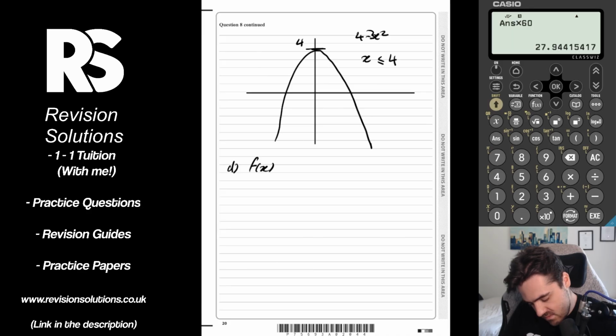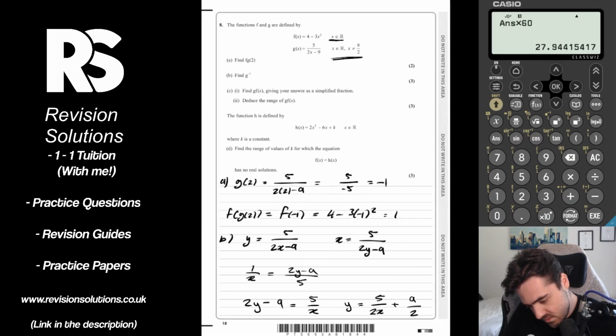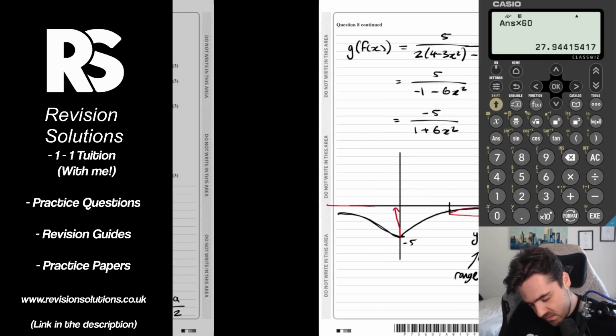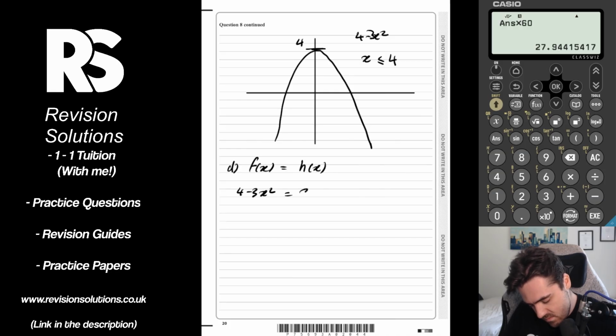f of x equals h of x. The f of x was just our 4 minus 3x squared. And the h of x was the new thing introduced, 2x squared minus 6x plus k. Which is actually, if we simplify it down, just another quadratic to solve. If we want to find the intersection point, so that would be 5x squared, bring the x squareds over, minus 6x plus k minus 4 equals 0.